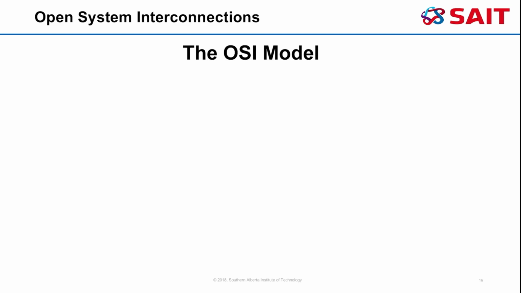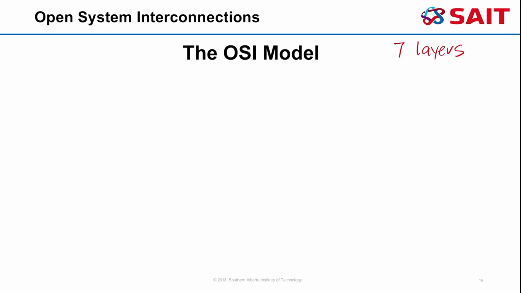The OSI model was used to break down, or segment, internet communications into, I guess you could say, 7 different departments, what we call 7 different layers. So the OSI model is a 7-layer model. Each one of those layers has a specific task or a specific responsibility.